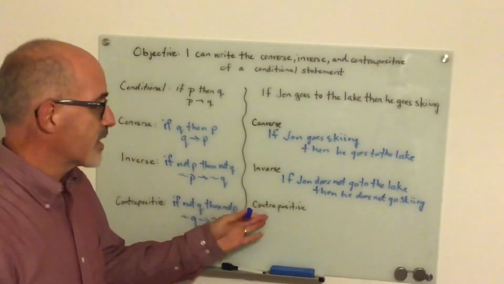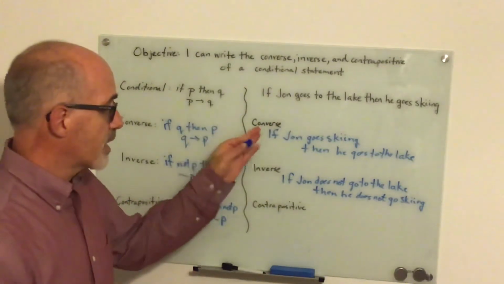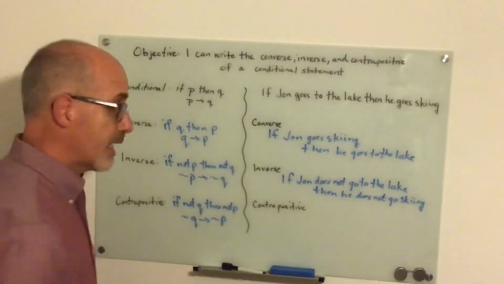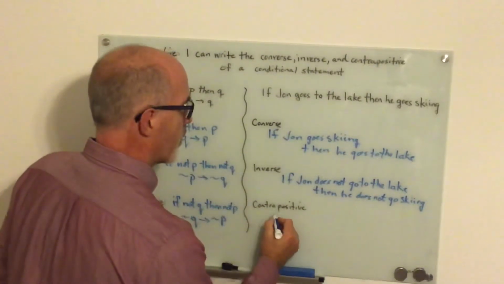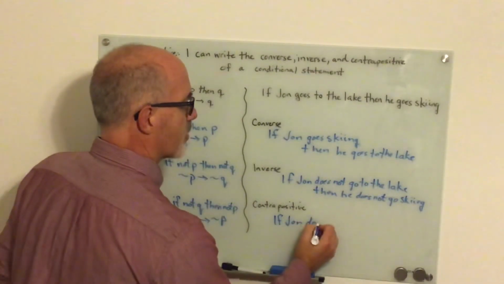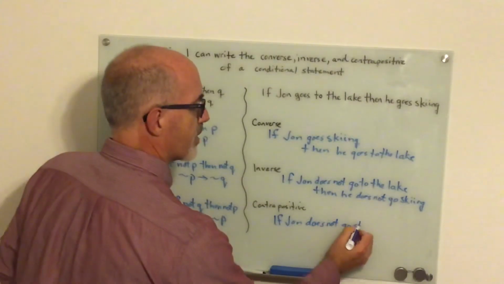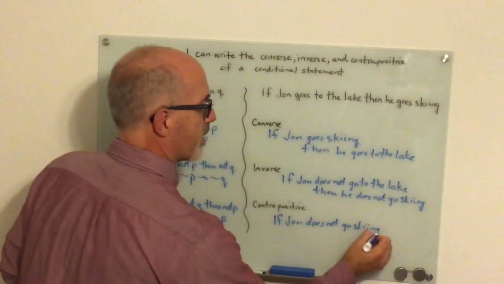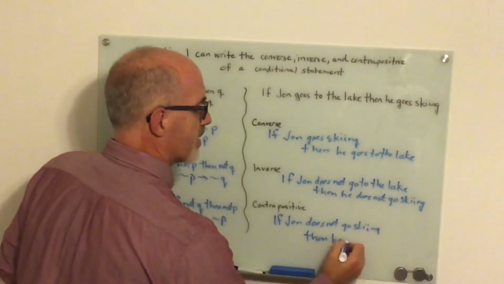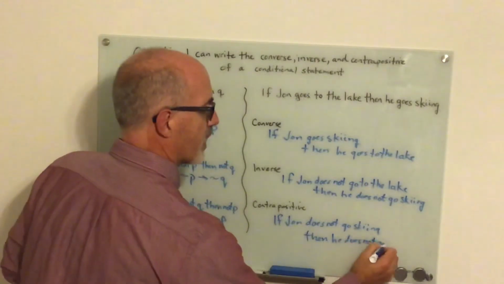So the contrapositive always has the same truth value as the original. And what we do is, again, swap the goes to the lake and the goes skiing and put it into the negative. So we would put, if John does not go skiing, then he does not go to the lake.